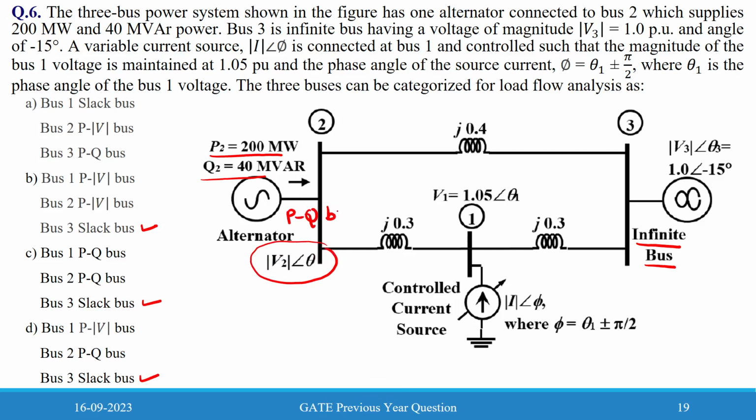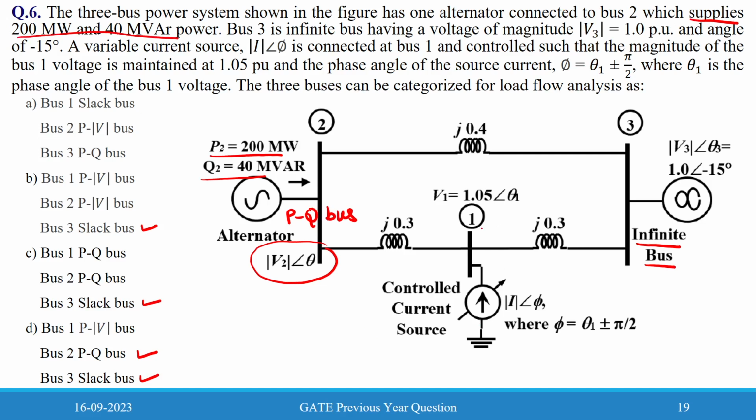But generator bus is always PV bus. Generator bus, but here generator is connected, but what are the quantities specified here? Active power, reactive power. Correct. So here one alternator bus supplies 200 megawatt and 40 MVAr power. So bus 2 will be PQ bus, because it is a specified quantity you need to see.